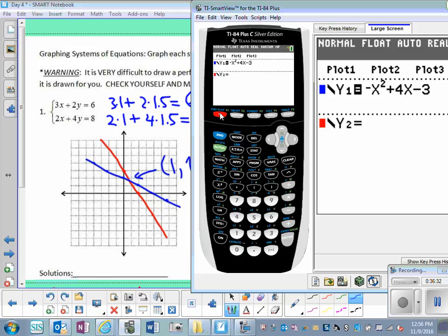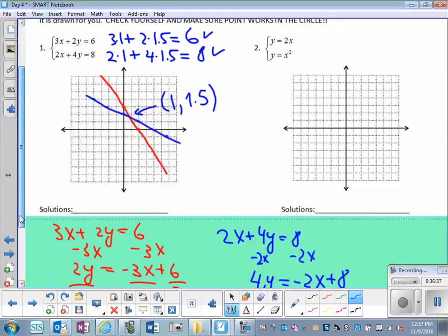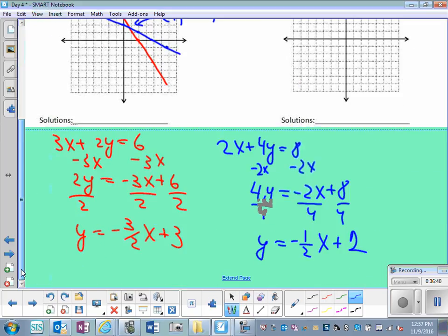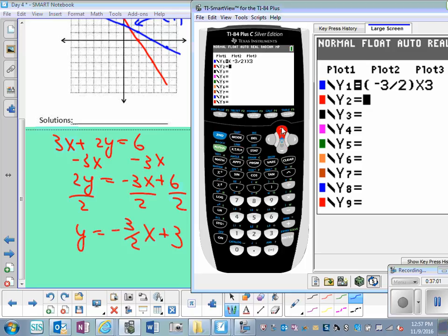So I go to y equals, clear everything. The first function is what? The first graph, y equals negative 3 over 2. So right here, y equals negative 3 over 2. Is it in parentheses? Yes, parentheses. Negative 3 divided by 2, x, what was it, plus 3. Plus 3. Oh, there's no plus. Just replace the 3 with the plus sign. Plus 3.